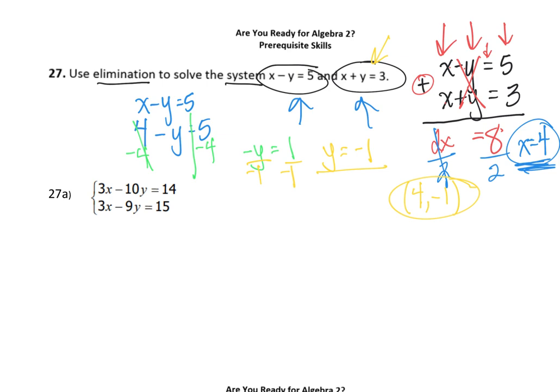Okay, moving on to another example where we have to make some changes. I have a system here on 27a, 3x minus 10y equals 14, and 3x minus 9y equals 15. Now, again, I said with elimination, we want to add these 2 equations with the signs that they have and hope that something cancels out. If you notice, my x's, okay, 3x and 3x, they have the same coefficient, but if I add them together, I will get 6x. This would make negative 19y, and this would make 29.